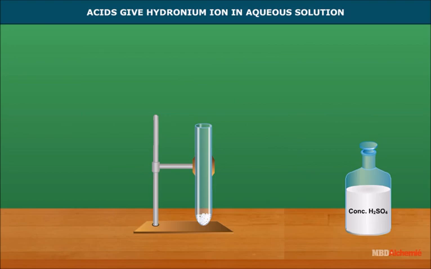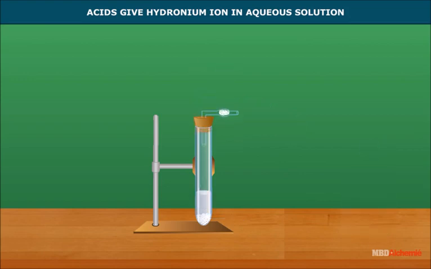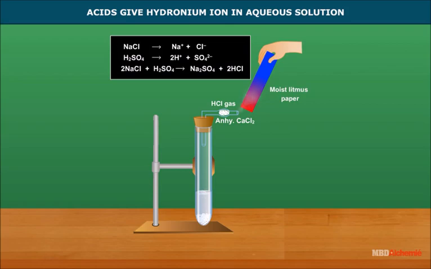Acids give hydronium ion in aqueous solution. It is explained by this activity. Take some sodium chloride in a test tube. Add 2 ml concentrated sulfuric acid. Close the mouth of the test tube with a cork fitted with a delivery tube containing anhydrous calcium chloride. Bring dry blue litmus paper to the end of the delivery tube. No change occurs in the litmus paper. Remove the litmus paper. Now, bring a moist blue litmus paper. Its color turns red. We conclude that acids give hydronium ion in water.